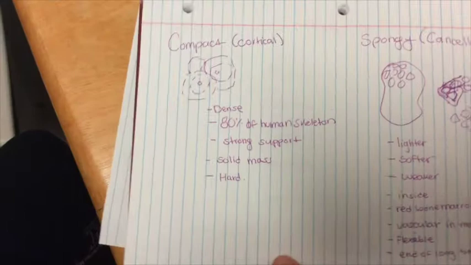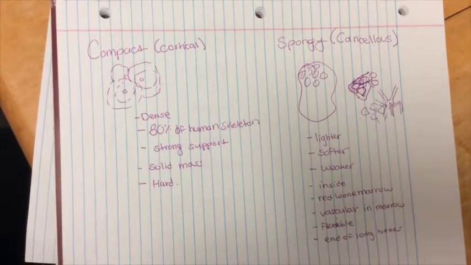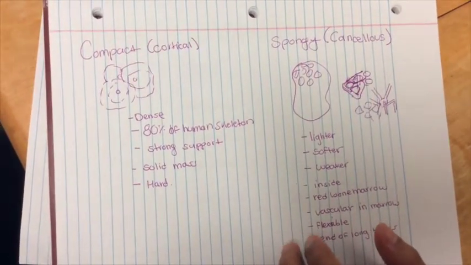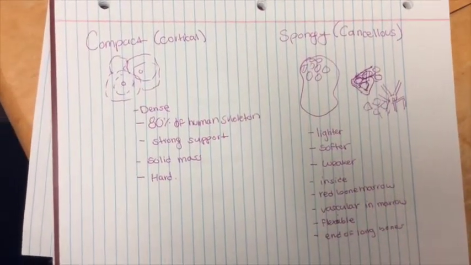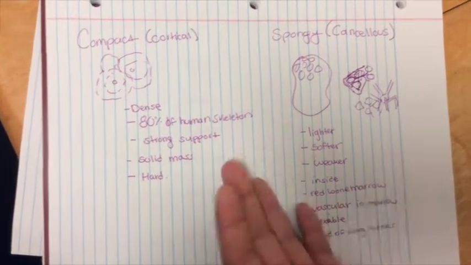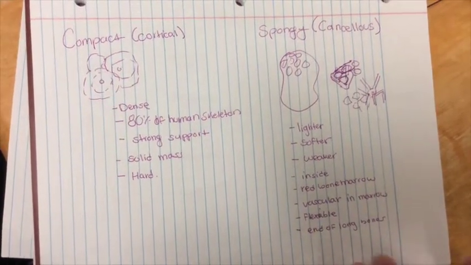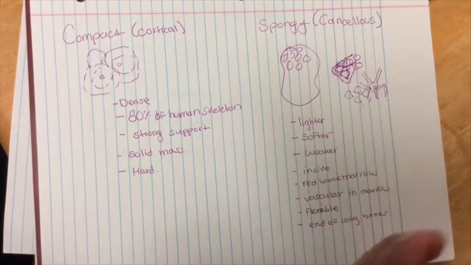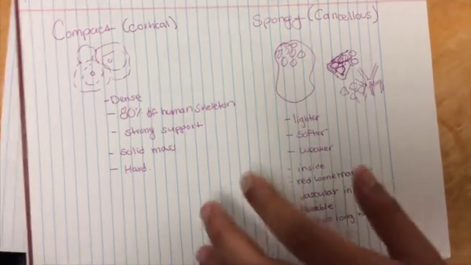And then we have the compact versus the spongy bone. Spongy bone is almost like a web network in some ways. There are lots and lots of holes within it, and it's not really compact whatsoever, unlike compact bone. It is lighter, softer, and weaker. Inside it houses red bone marrow, which is highly vascular and has a high blood supply. Spongy bone will be found mainly in the ends of the bones.